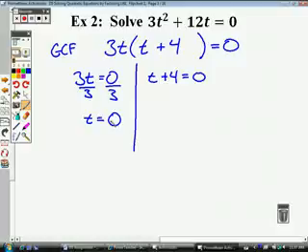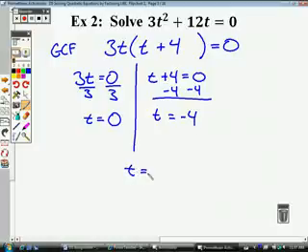Okay. How about on this side? Well, how do you solve that one? Subtract. So you have t equals -4. So you got 2 answers again. Doesn't matter what order you write them in, -4 and 0, or you can write 0 and -4. Okay. All right, let's go to the next.